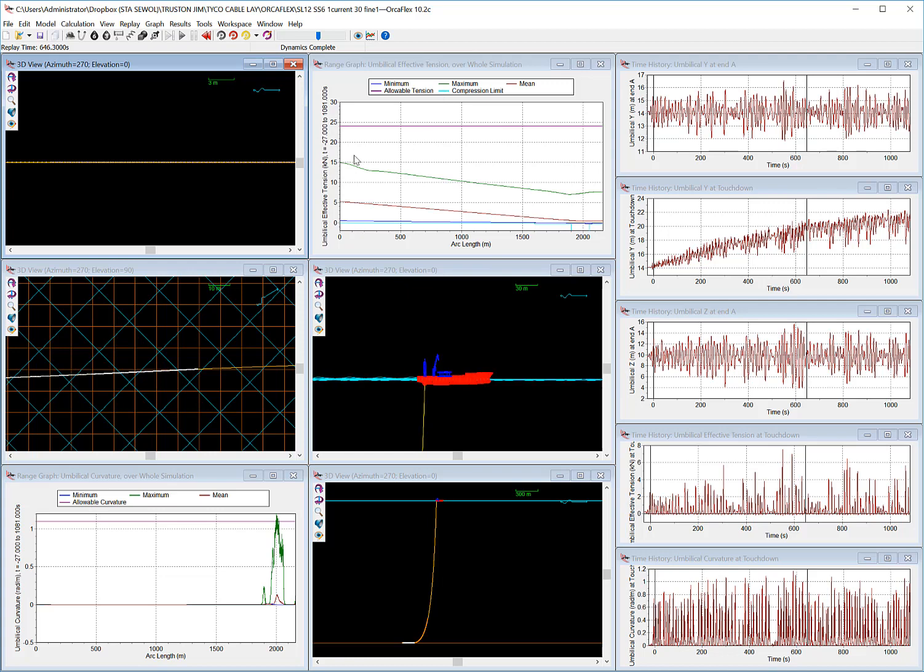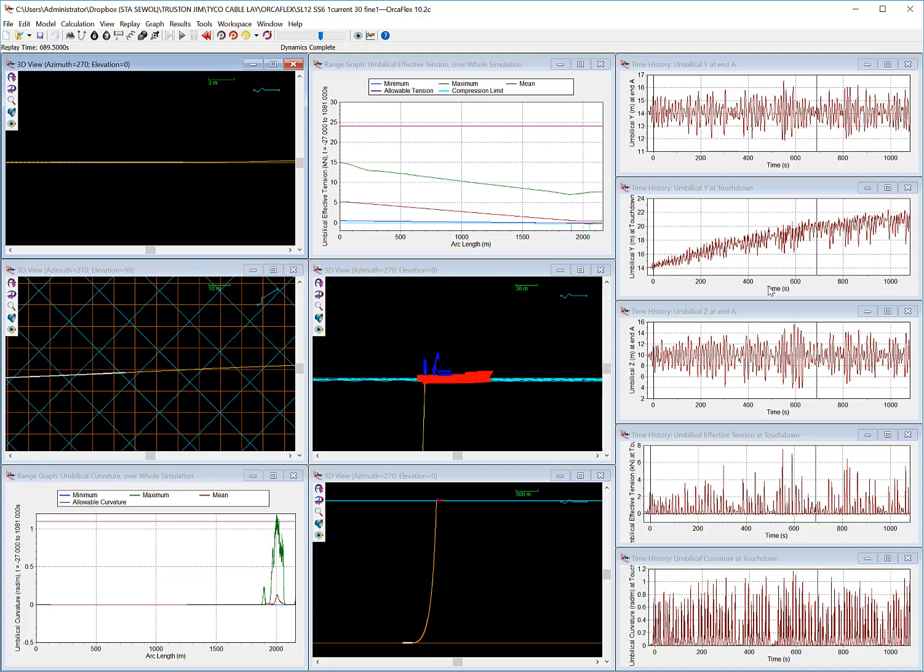Now these other graphs, here is for the whole simulation the actual tensions, and here's the allowable tension of 24 kilonewtons. So we never exceeded at this water depth, which is about 2,000 meters I think, the allowable tension. I guess at deeper water depths we did. And here's a time history of the top end A of the umbilical, and we see it's going up and down from about 12 to nearly 17 meters at times.